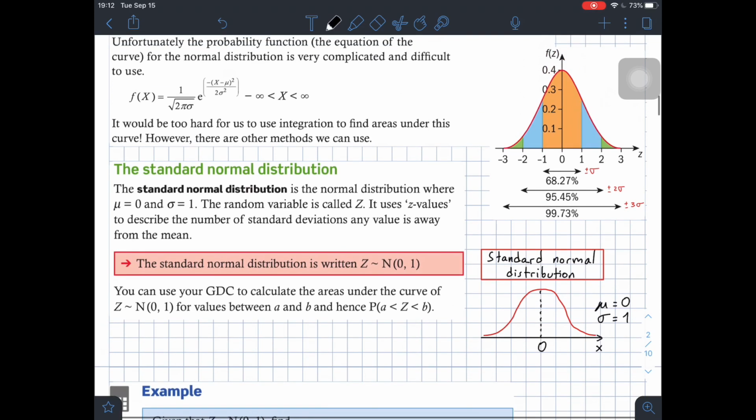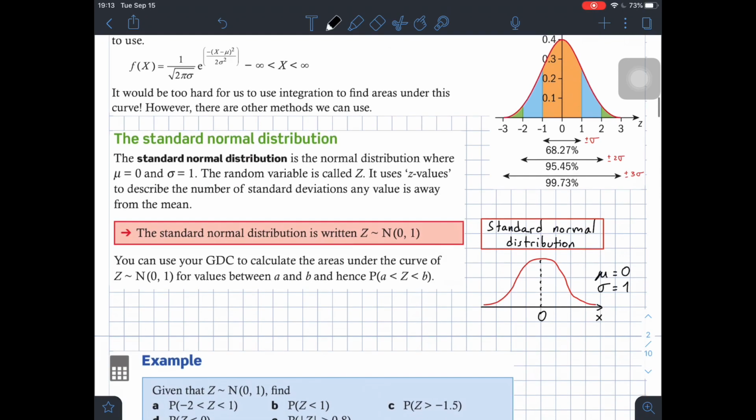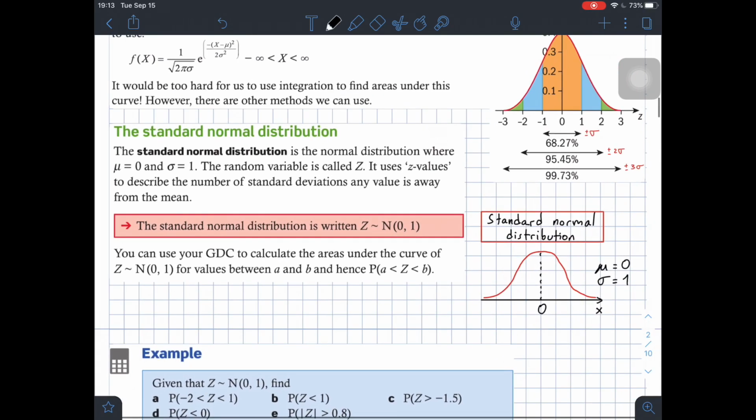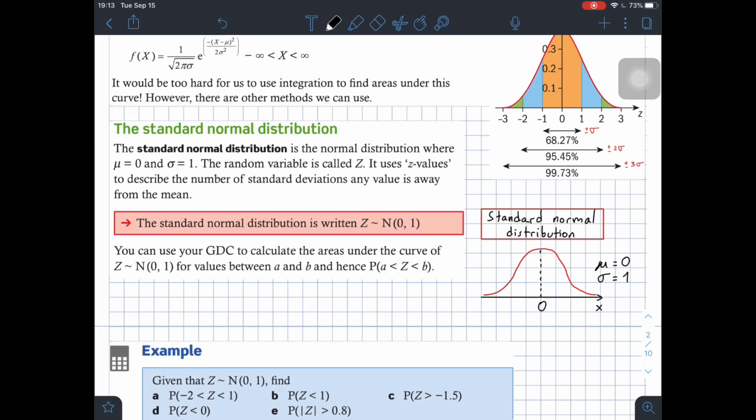Then it says, the standard normal distribution. This is a special type of normal distribution, which you will see its importance later on when we work with exercises. But for now, we're just going to be defining what this standard normal distribution is about. It says, the standard normal distribution is the normal distribution where the mean is equal to 0 and the standard deviation is equal to 1. So this is always true when we're talking about a standard normal distribution. It would always have a mean of 0 and a standard deviation of 1. Always, whenever we talk about standard normal distribution.